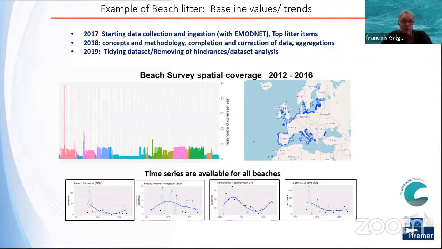It was started in 2017. First, just to set up all the concepts and methodology, checking the data, aggregating when necessary. And in fact, we have a large survey, a large coverage of beach surveys. And it's quite interesting because we can see huge differences and different trends and so on.